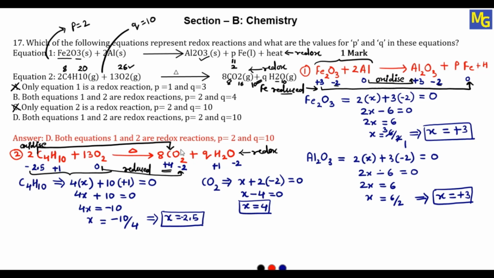According to this, in the options, option B, P is 2, Q is 4, so this is also a wrong option. And option D, P is 2 and Q is 10, so this is the correct option. That's why option D is correct. So in answer I have written D, both equation 1 and 2 are redox reactions and P should be 2 and Q should be 10. So this is the correct answer and correct explanation for question number 17.